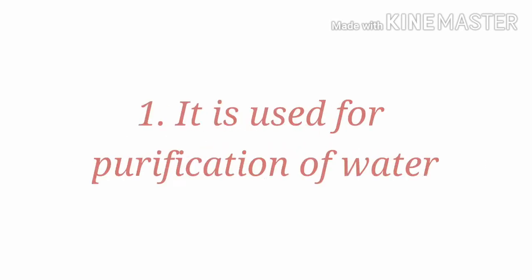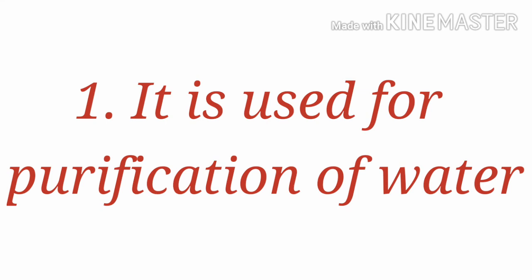Now, uses of alum. First use, it is mainly used for the purification of water. Watch the video clip. You can understand how alum helps the purification of water.